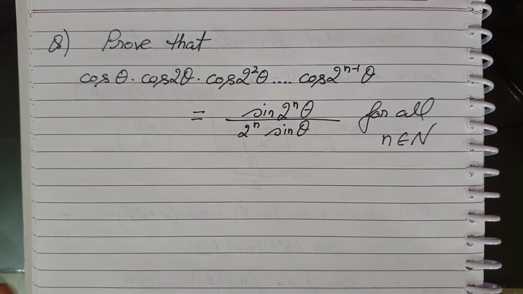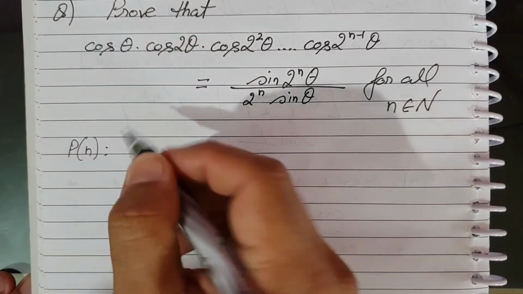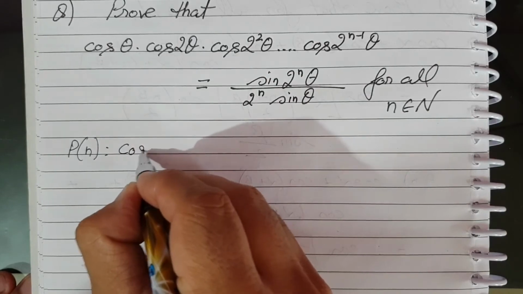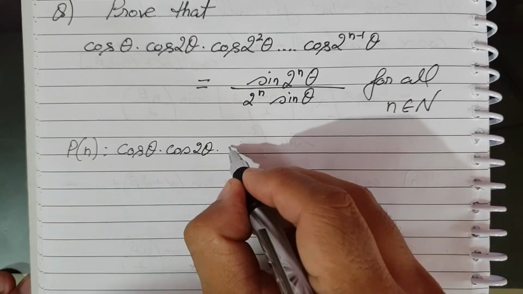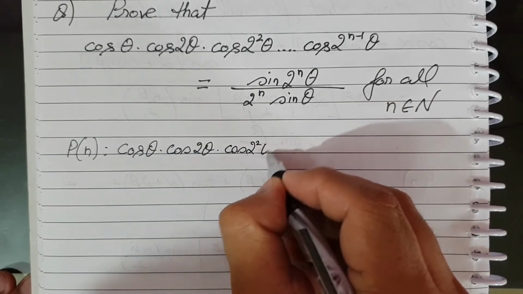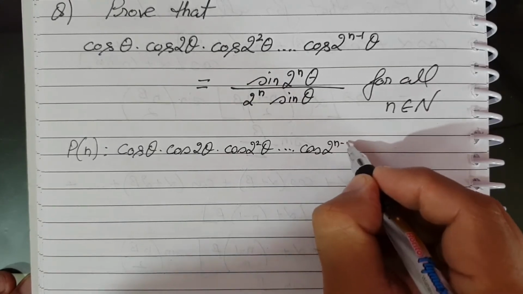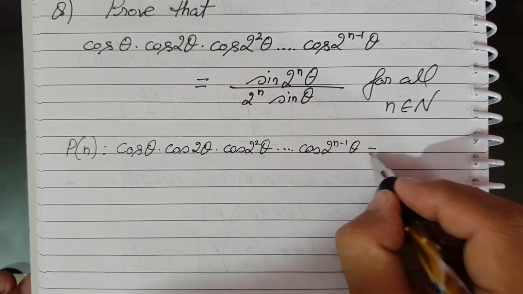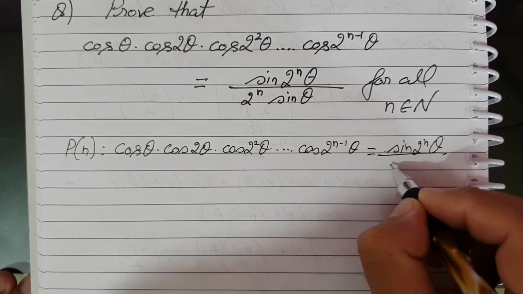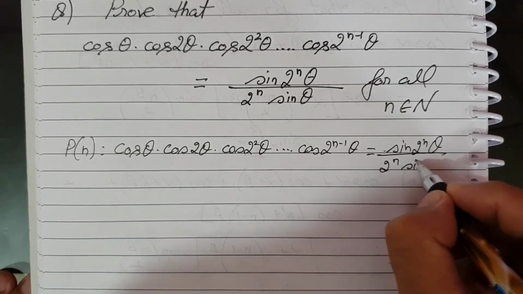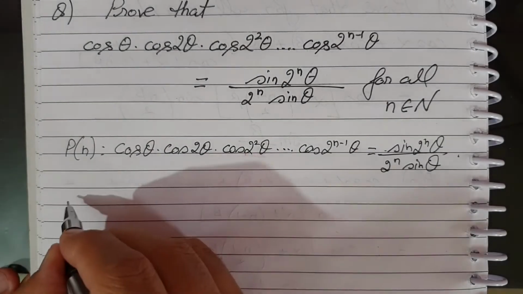So let Pn be the given statement. Pn says that cos theta into cos 2 theta into cos 2 square theta and so on up to cos 2 to the power n minus 1 theta is equal to sin 2 to the power n theta upon 2 to the power n sin theta. Now step 1 will be for n equals 1.